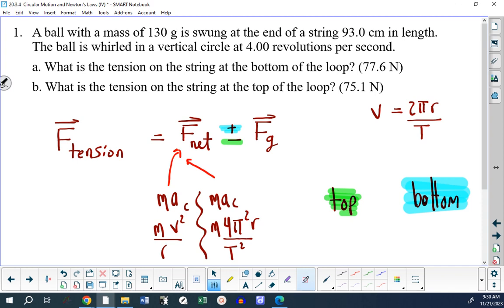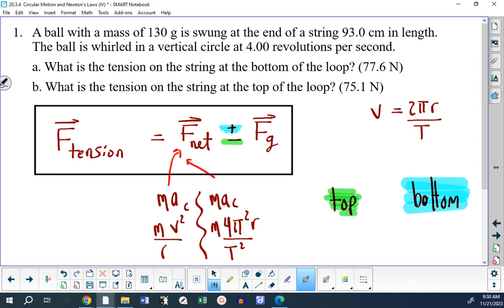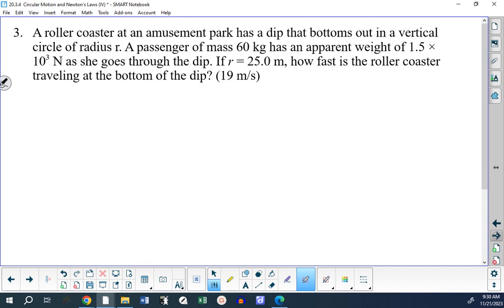Can you take a look at your work, please? If you have any questions, now would be the time to go over them. Yeah, could you do number 4? Certainly. I'm just going to wait for my computer. There we go. Number 4.